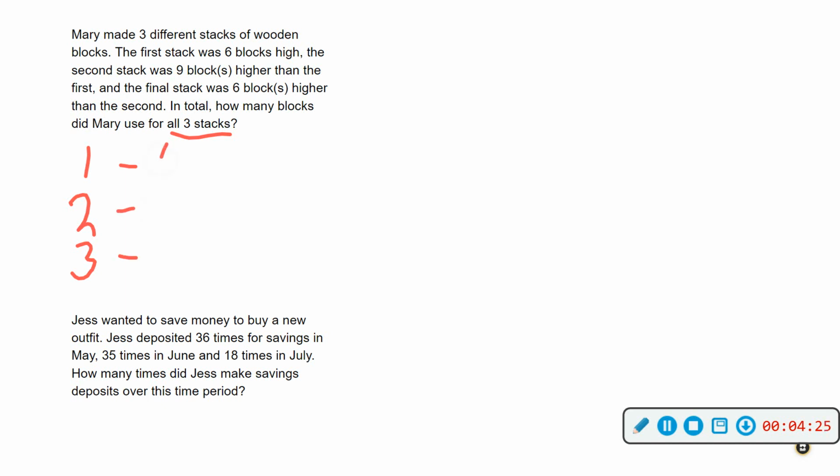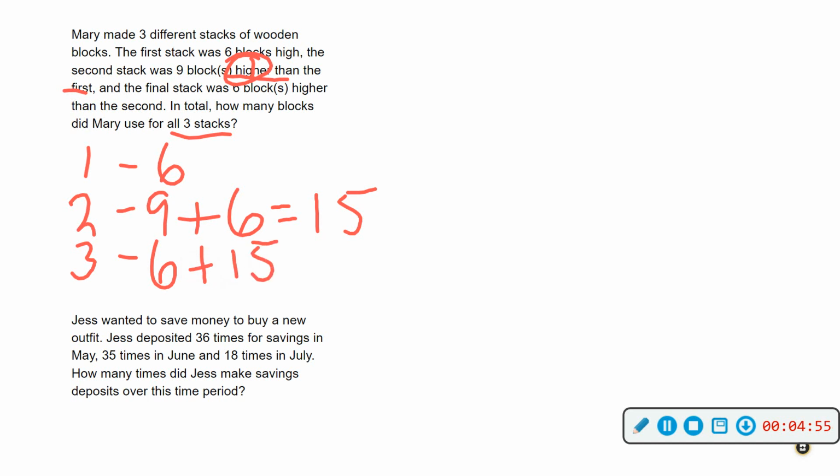The first stack we already know was 6 blocks high. The second stack, it says there was 9 blocks higher. Now we know that higher in math would typically mean addition, because higher than means that it's whatever it was with an additional 9. And since it's asking us for the first, that would be 9 plus 6. The final stack was 6 blocks higher than the second, which means we're going to need to know the second. So the second is 15, which means now our third is going to be 6 higher than 15, which means it is 21.